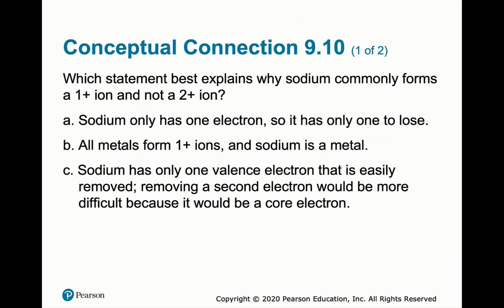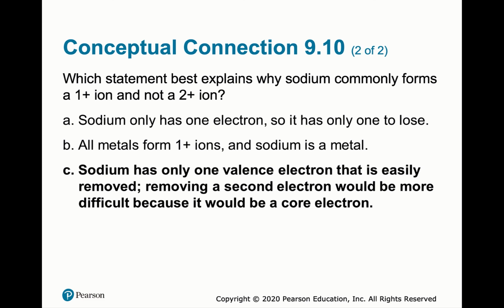Okay, so which statement best explains why sodium commonly forms a +1 ion and not a +2 ion? Sodium has only 1 electron? Sodium has 11 electrons, so that's wrong. All metals form +1 ions, and sodium is a metal? Well, not all metals form +1 ions. Sodium has only 1 valence electron, and that's easily removed. Removing a second electron would be more difficult because it's a core electron. There we go. We have our winner. Answer C.